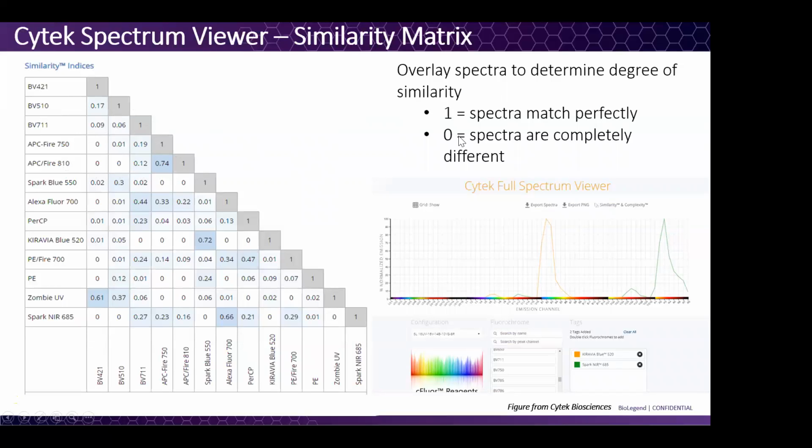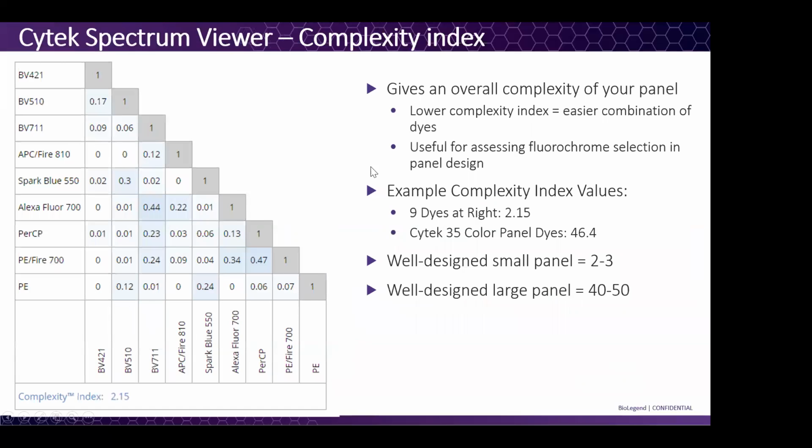So if you have number 0, they are completely different. And how you can then use this matrix, when you go to the website, you can double click the dyes, then you have already your panel. So you just double click here what you have chosen, for instance, KIRAVIA Blue 520 and Spark NIR 685. It will show you how it looks, the spectral signature of each dye. And once you are ready, you can click this similarity and complexity. And then it will give you the overall complexity of your panel.